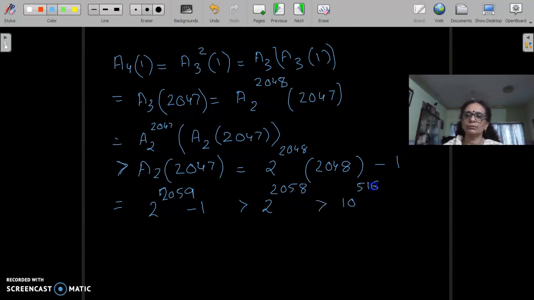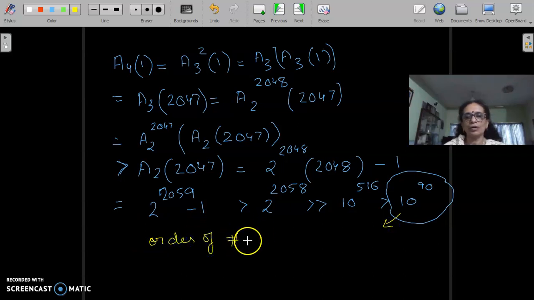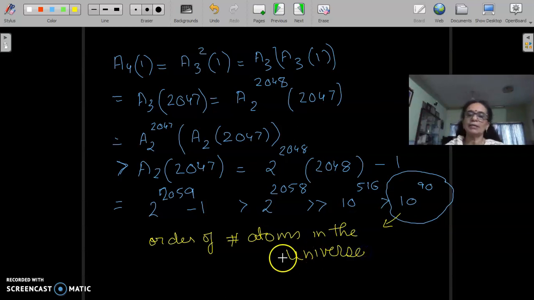So instead of 16, if you take 10, it is going to be much greater than that. So it is greater than 10 raised to 516, which is much greater than 10 raised to 90. And why we are talking about this 10 raised to 90 is because it is a special value, in the sense that this is the order of the number of atoms in the universe. This is what it is estimated.